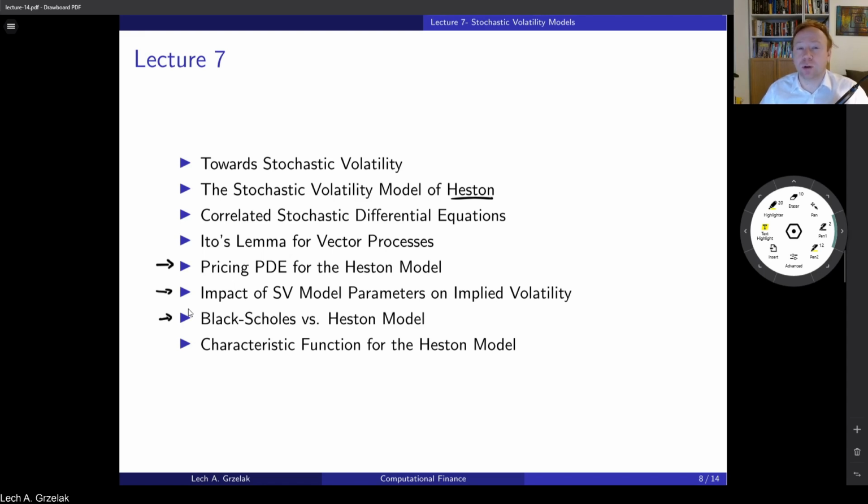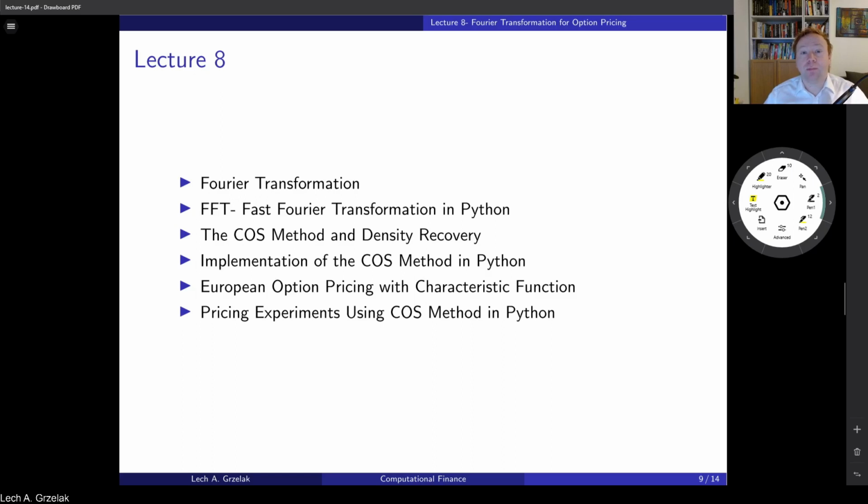This is related also to materials from lectures 5 and 6, where we talked about affine diffusion models, Fourier transformations, etc. And of course, the final stage: in order to use Fourier transformations, once we know that we have a Heston model under the affine jump-diffusion framework, we are able to find the characteristic function, and then we are able to perform pricing using Fourier transformations. Once we have a model which belongs to the affine class of processes, we are able to use the Fourier transformation, or the COS method in particular, to perform pricing.